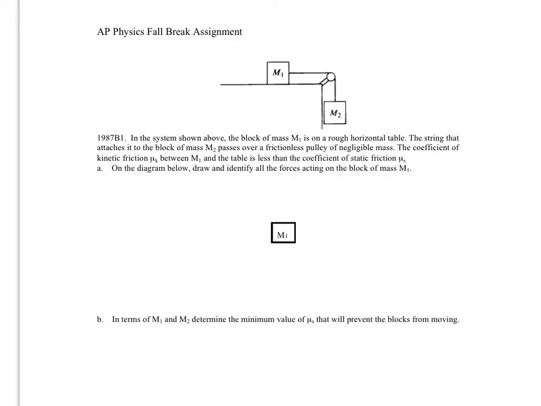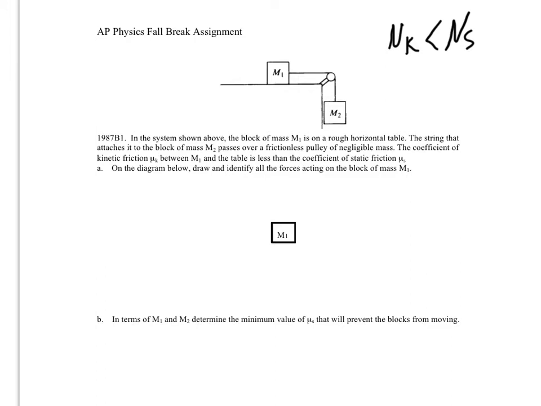In the system shown above, the block of mass m1 is on a rough horizontal table, and the string that attaches it to the block of mass m2 passes over a frictionless pulley of negligible mass. That just means the pulley doesn't change anything. The coefficient of kinetic friction mu k between m1 and the table is less than the coefficient of static friction mu s. We already know that. I'm not sure why that would be particularly helpful. They're just saying mu k is less than mu s. We've talked about that before. It's harder to get something started moving than to keep it moving.